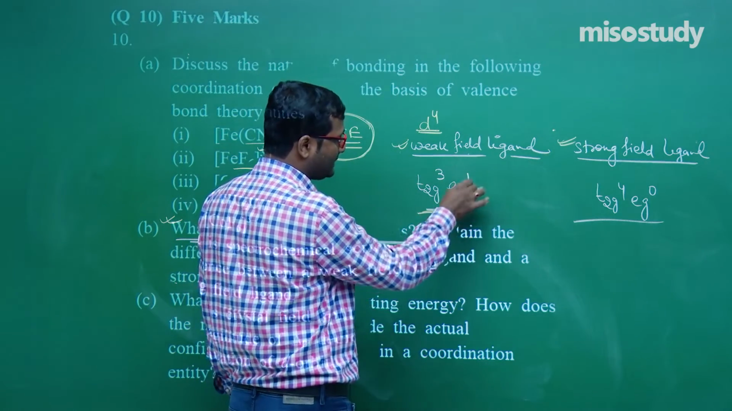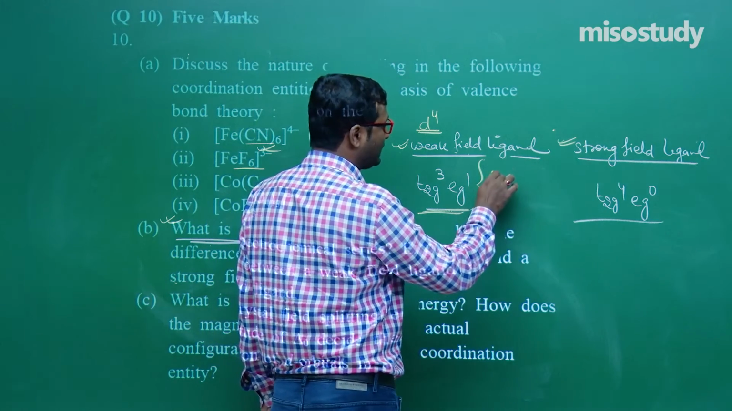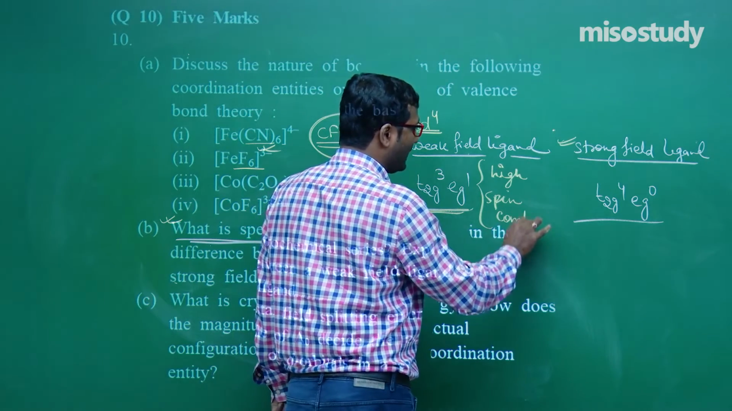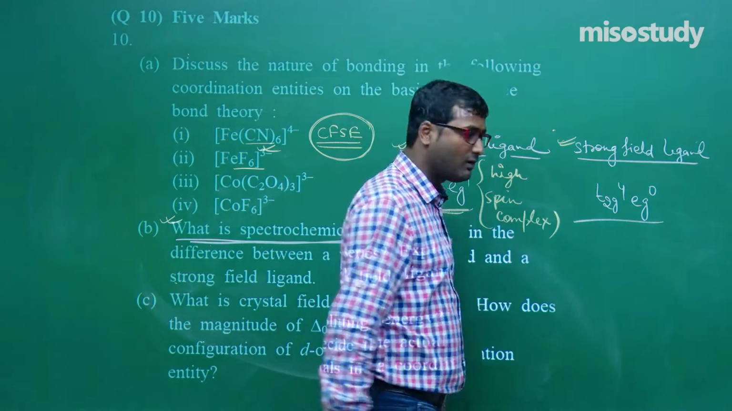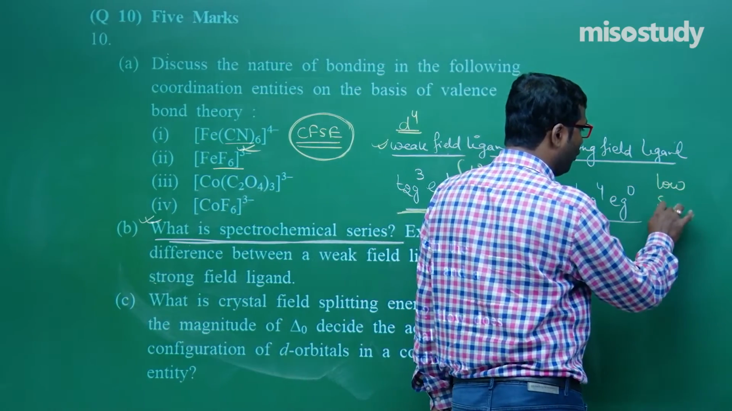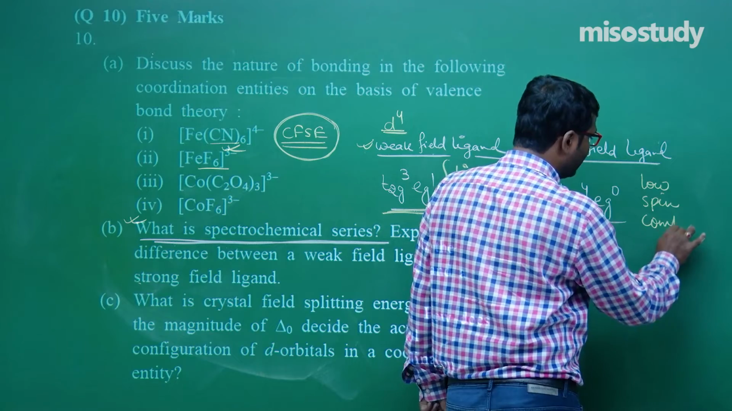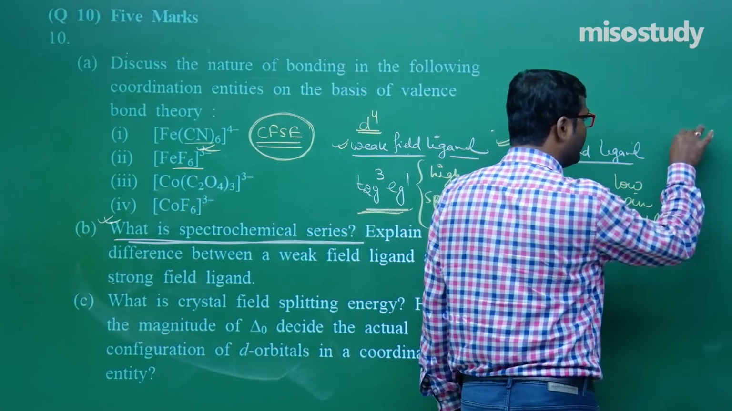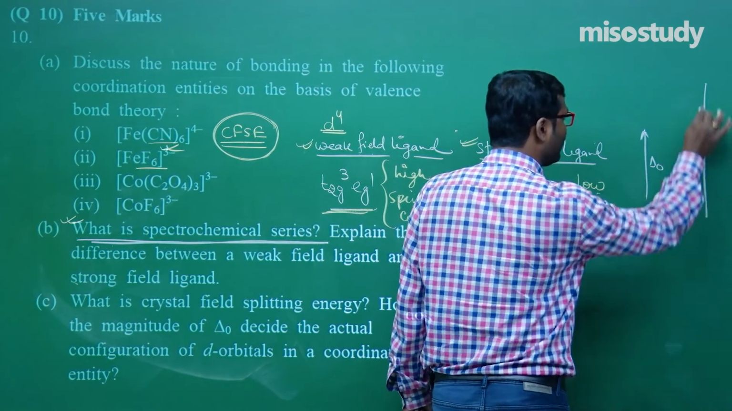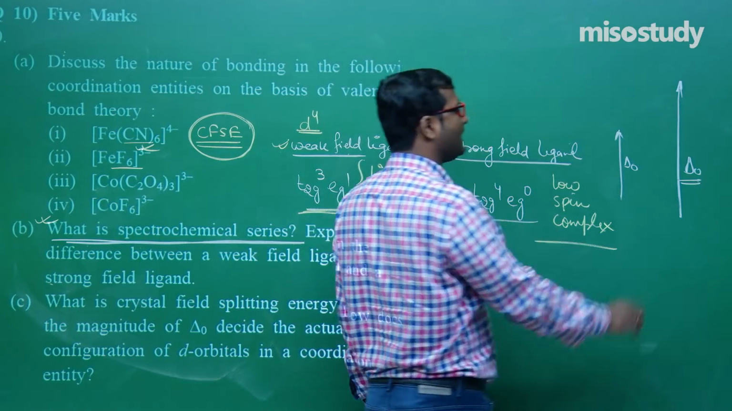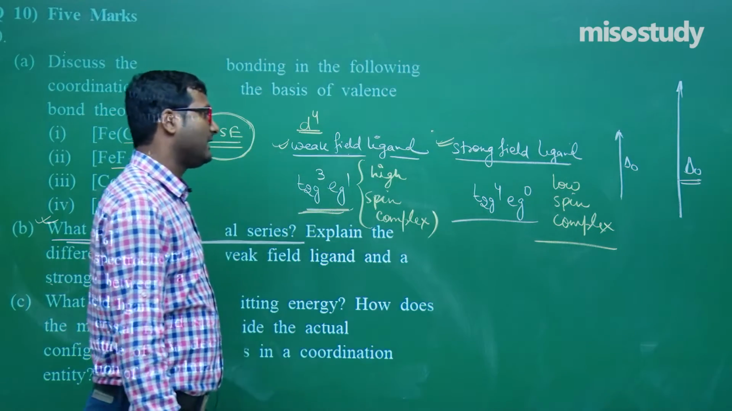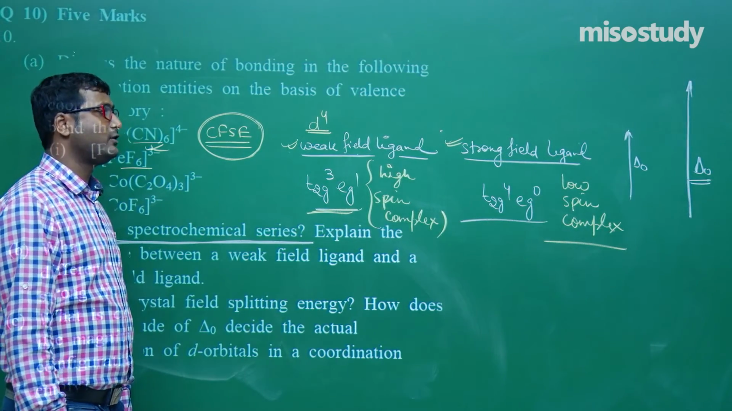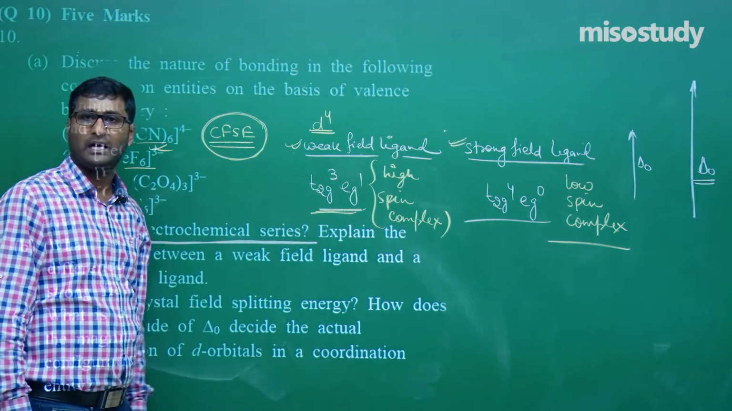With a weak field ligand there is the maximum number of unpaired electrons, so we can say it is a high spin complex. A weak field ligand always forms a high spin complex, my friend, but a strong field ligand forms a low spin complex because pairing takes place. So in terms of CFSE, a weak field ligand has a low value of CFSE, but a strong field ligand has a high value of CFSE. This is the case for weak field and strong field ligands, low value and high value of CFSE. I have taken the example of an octahedral complex.